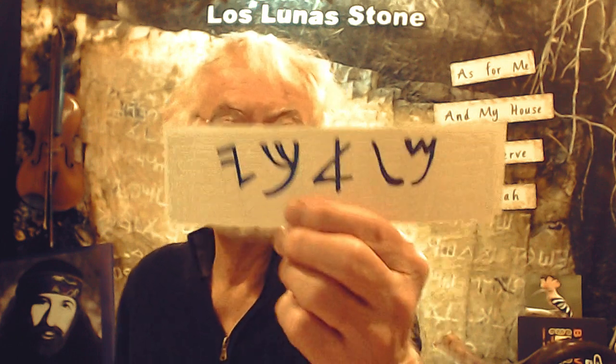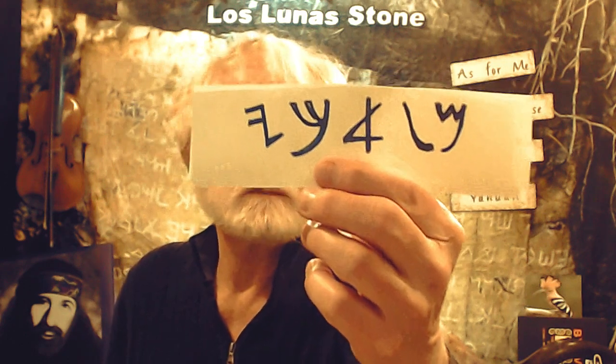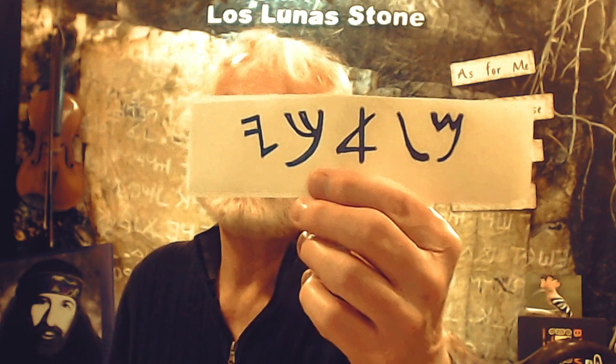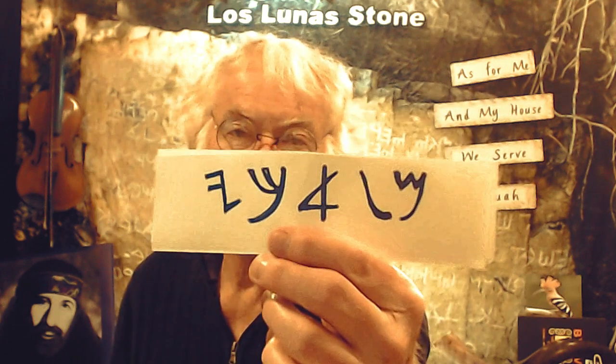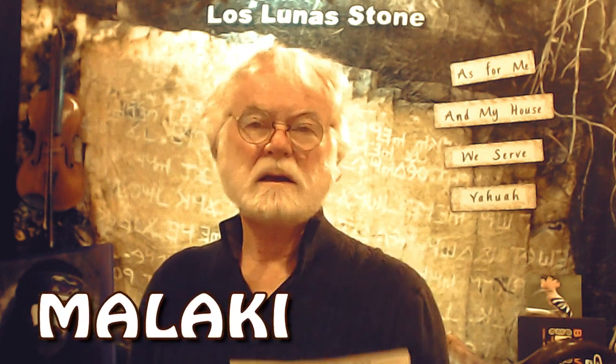Now, today we're going to study a little bit about my messenger. It's not going to be a long video, but this is an amazing thing. This is the letter Yod, Kof, and Aleph, Lamed, Mem. Now, do you know what that spells? It spells Malachi, my messenger.